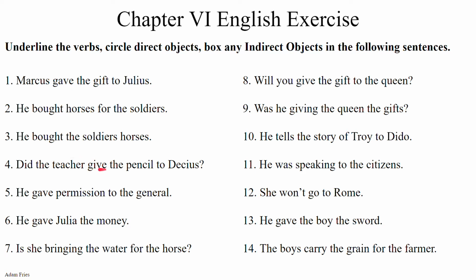So make sure we have our give verb underlined. What did the teacher give? Circle the pencil. That's our direct object. And then box to Decius. Preposition to or for, to Decius, the dative indirect object.